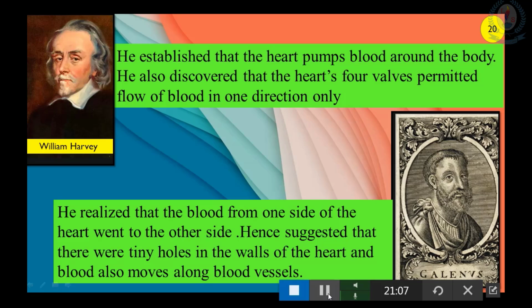Galen was another scientist. He realized that the blood from one side of the heart went to the other side. Hence, he suggested that there were tiny holes in the walls of the heart and blood also moves along blood vessels.